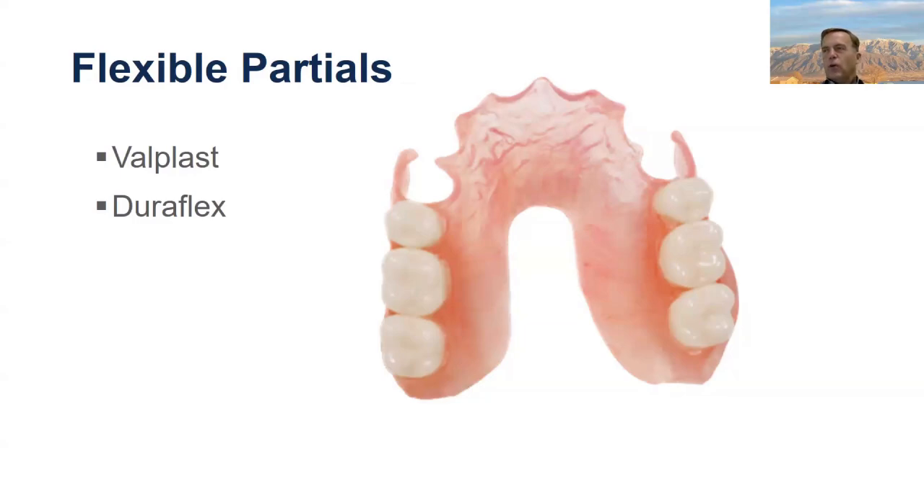These are still an older standard. Valplast was the first out, and it really was built on some nylon technology that was developed during World War II, believe it or not. These are very sturdy because they're difficult to tear. But when you make these partials, a couple of things. One is that you can't make rests, so these are going to be tissue supported. And the second is the whole partial is made out of one thing, so the major connector is also flexible. So in this particular case, if the patient bites on it, the saddles are going to depress and it's going to move a little bit.